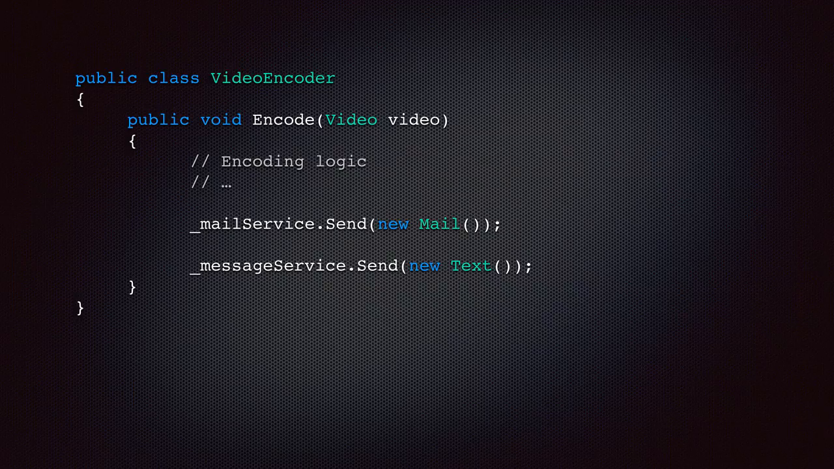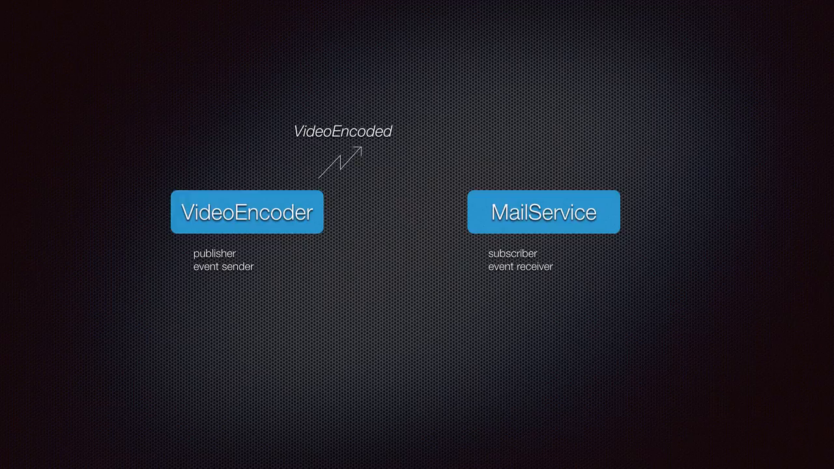Now, we can use events to resolve this problem. Take a look at this picture here. We can have our video encoder class publish an event called video encoded and have the mail service class subscribe to that. In this case, we refer to video encoder as a publisher or an event sender, and mail service is a subscriber or an event receiver.